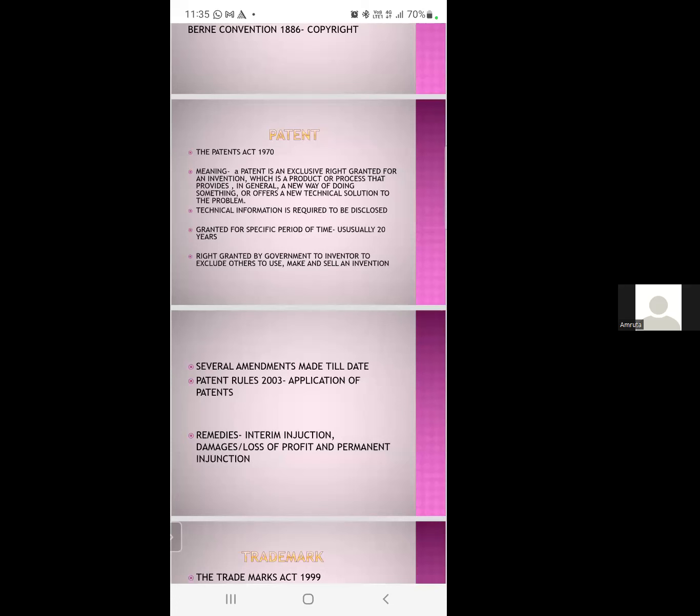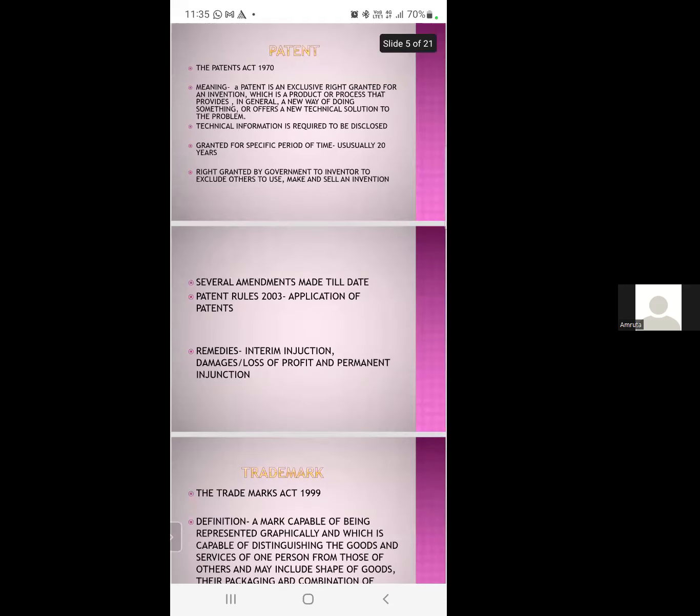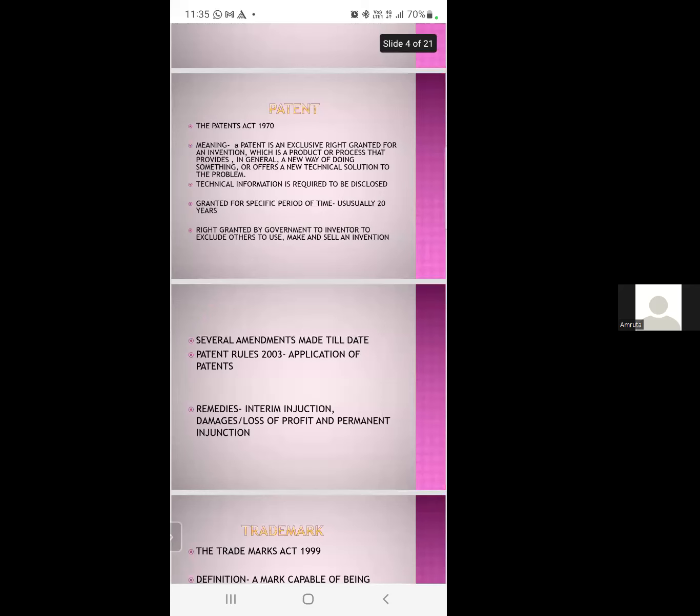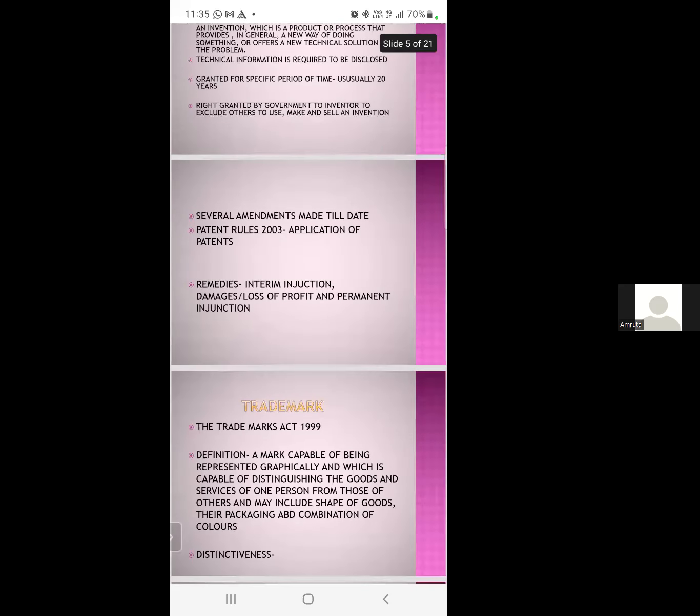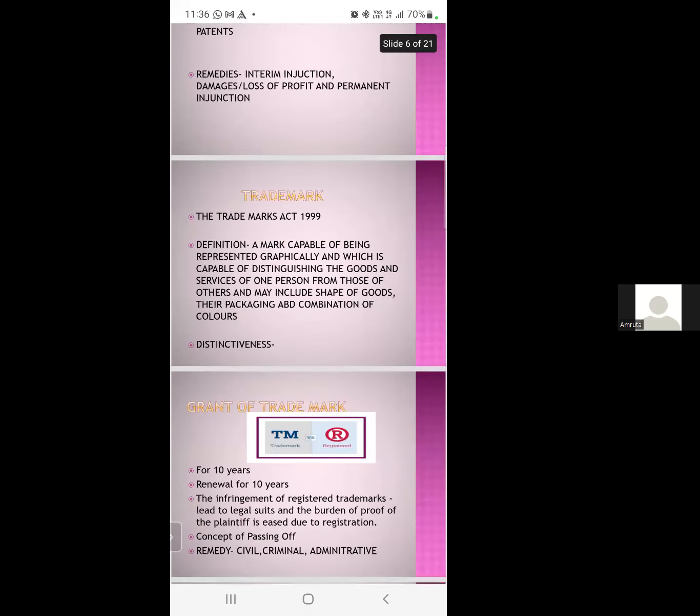Okay, so this is the Patent Act in brief. It covers scientific inventions and technical information which need to be preserved and patented. It is granted for 20 years, and infringement of it is liable for civil remedies. Then the next act is the Trademark Act.